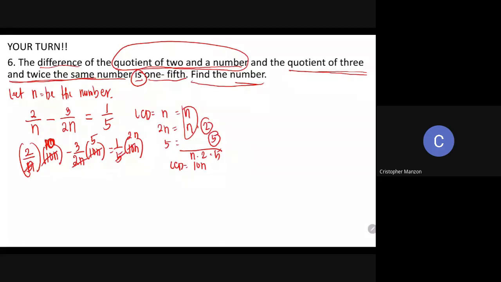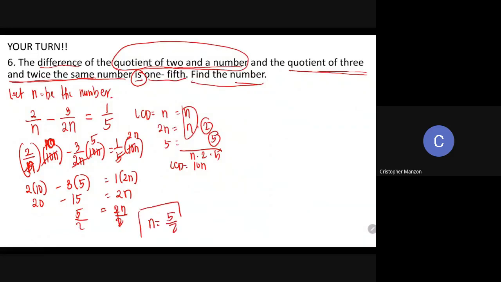So this will be 2 times 10 minus 3 times 5 is equal to 1 times 2n. So this is 20 minus 15 is equal to 2n. 20 minus 15, that will give us 5 is equal to 2n. Dividing both sides by 2, so our n there is 5 over 2. Very good.